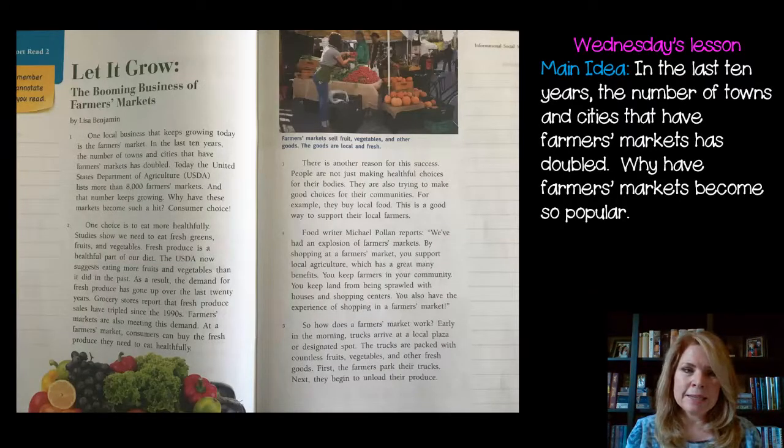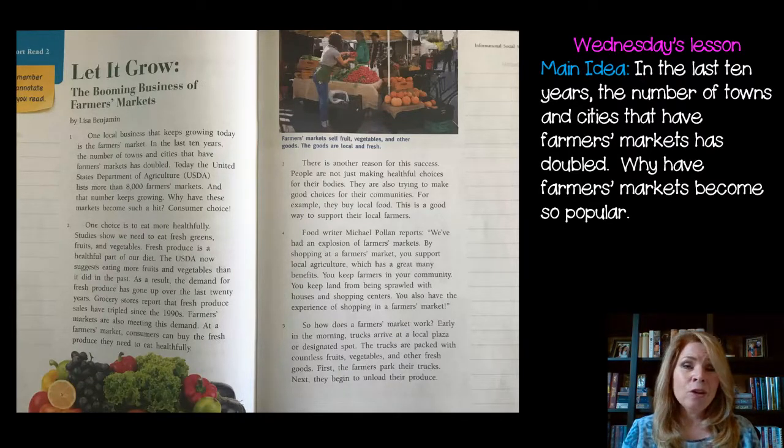For Wednesday's lesson, we're going to read the story, Let It Grow, the Booming Business of Farmers Markets. And the main idea of these 2 pages is, in the last 10 years, the number of towns and cities that have farmers markets have doubled. Why have farmers markets become so popular?